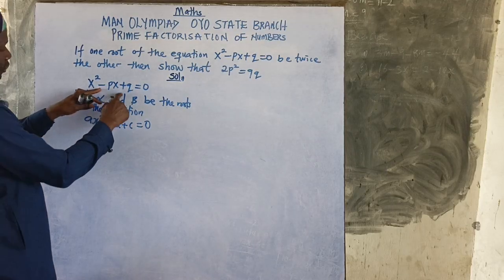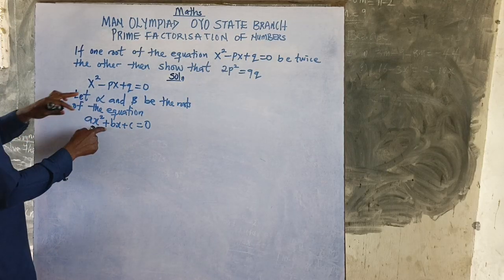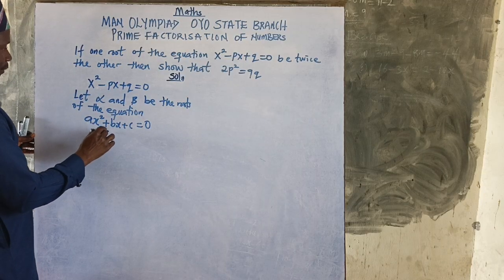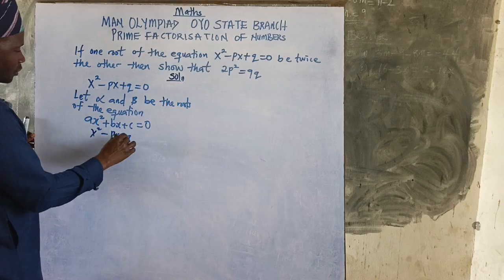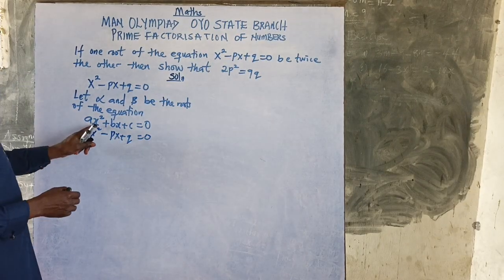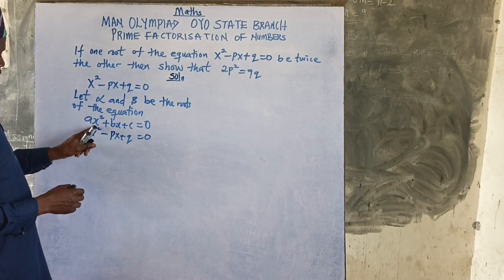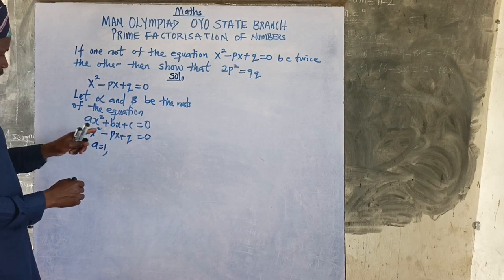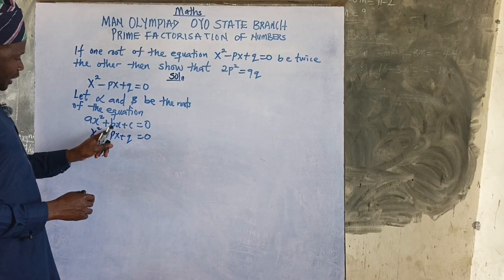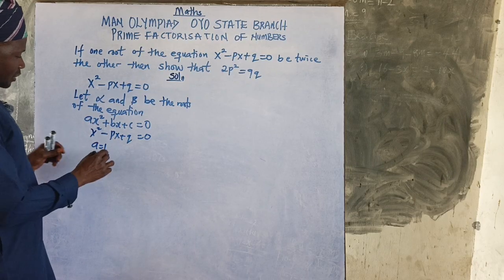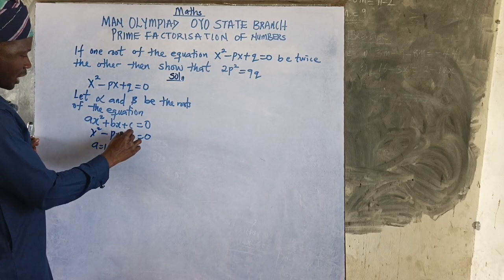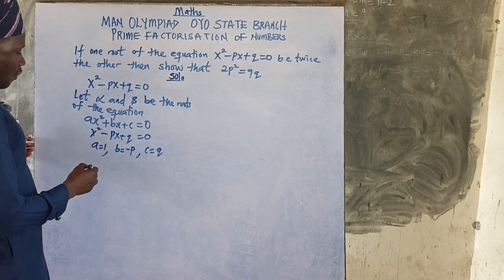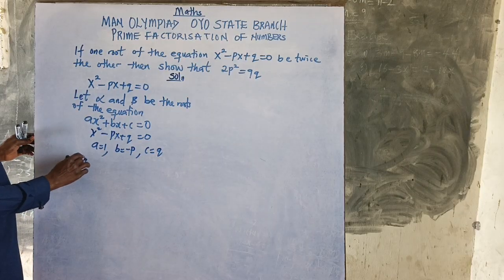Now when we compare the given equation, x squared minus px plus q equals 0, with the general form of a quadratic equation, we have a equals 1. Now b represents the coefficient of x, so b equals minus p. And c is the constant, so c equals q.